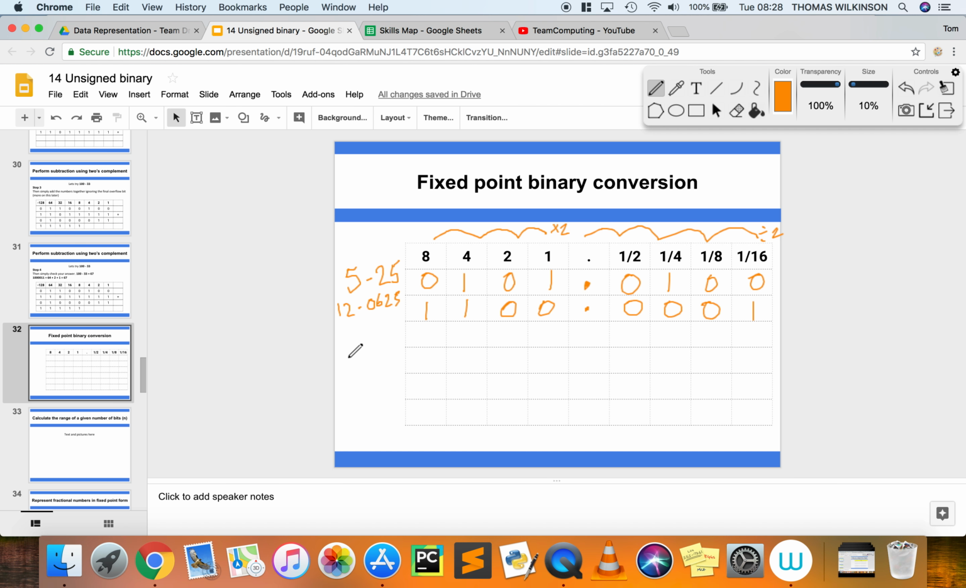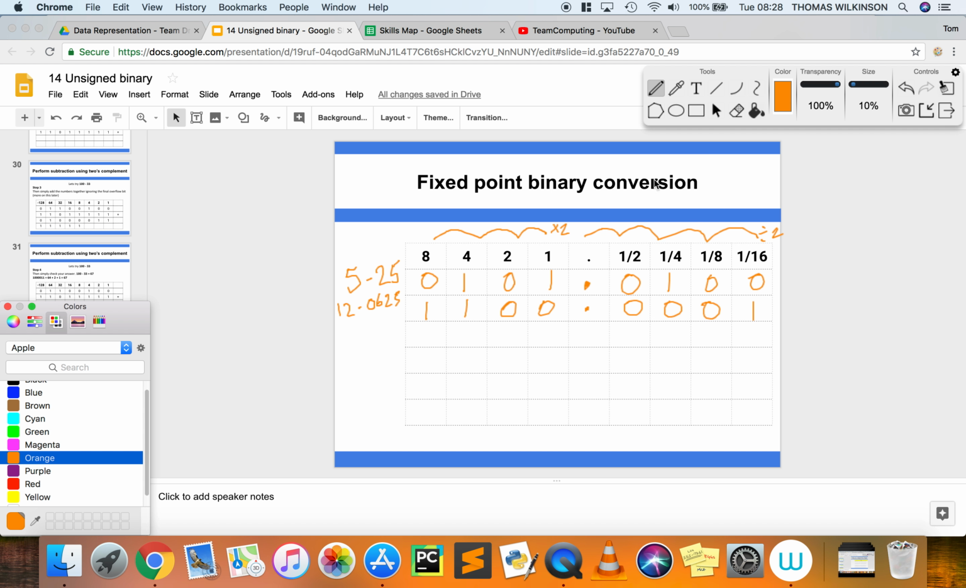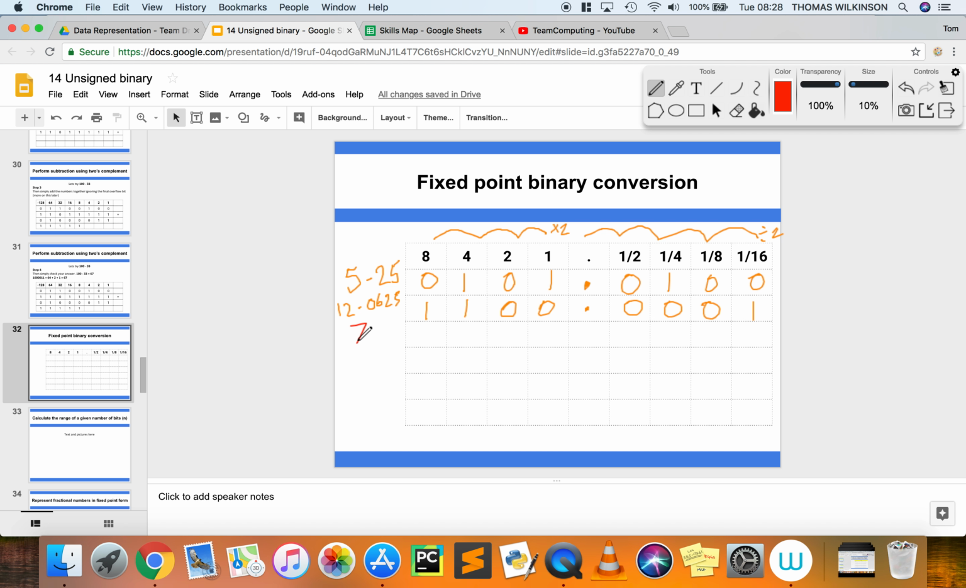So I'm going to give you 4 to have a go at now, and you can pause the video and then you can have a go at them and compare your answers. So first of all, I'm going to give you 7.75. Then we're going to do 9.125. Then we're going to do 13.5625. And then lastly, you can do 12.375. So pause the video now and have a go at those, and then we'll go through the answers together.